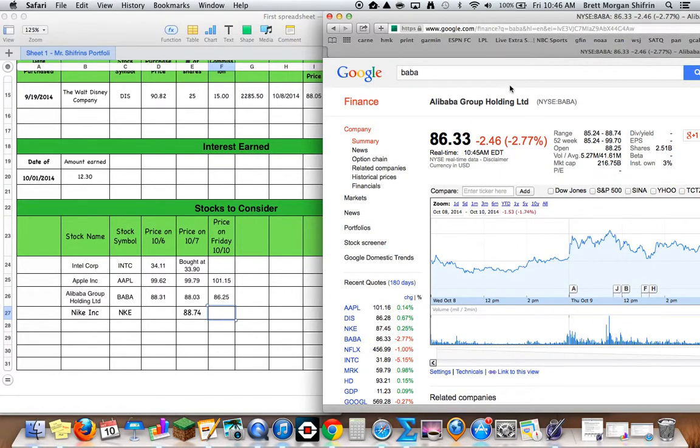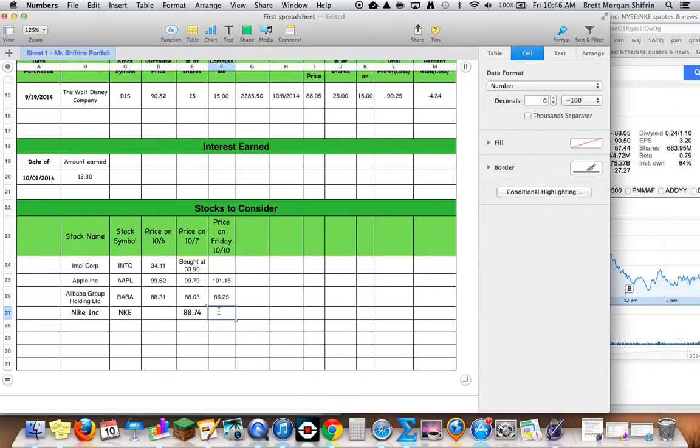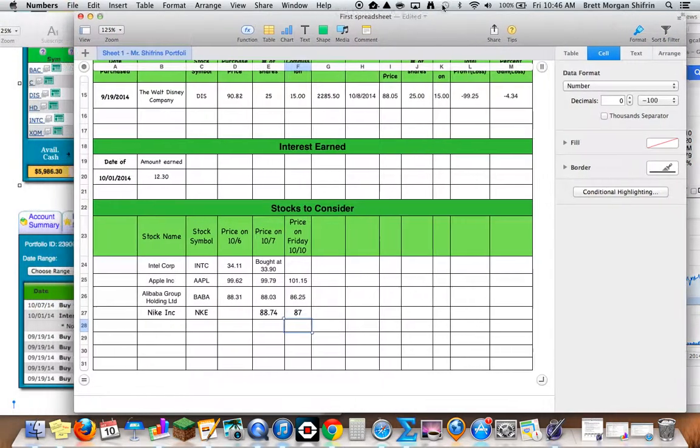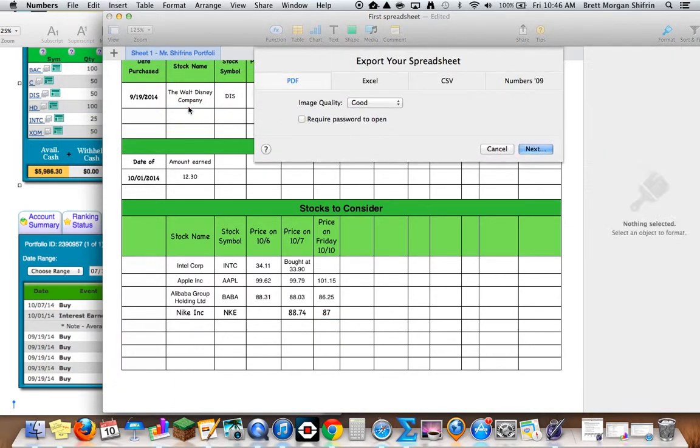And I thought I'd look also at Nike. You notice here, these are the ones I've been looking at. So if I look at Nike, it actually had it there, but it's 87.37. So I'm just kind of keeping track, seeing what the prices are doing, getting my own data for me to consider.